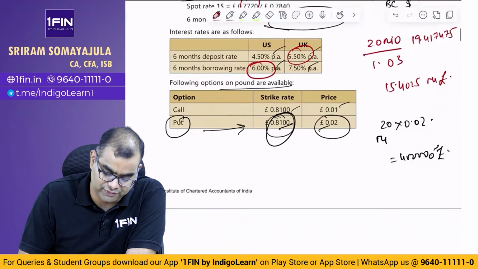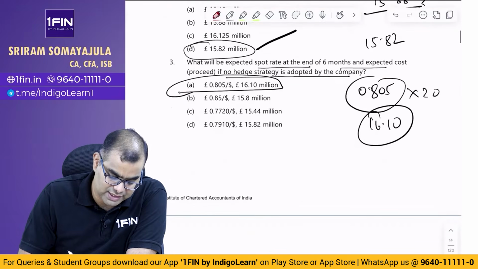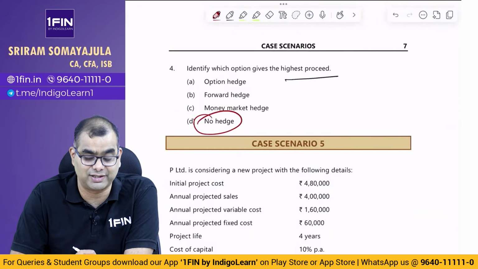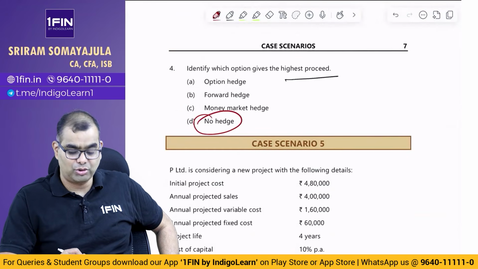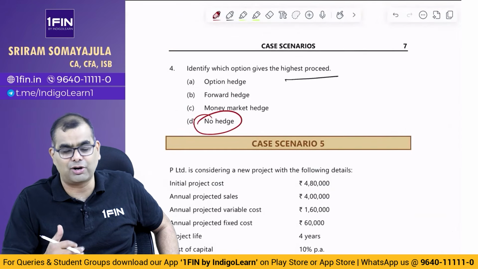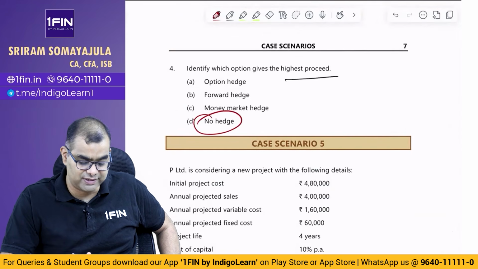So this is not useful. Why? Because you're going to get only 15.4, whereas in no hedge, you're getting 16.1. So yes, no hedge is the better answer. Even though they give money market hedge, you have to quickly be able to solve this. If you draw all the diagrams and put a table of how much I will get and how much I will pay, you'll waste a lot of time.